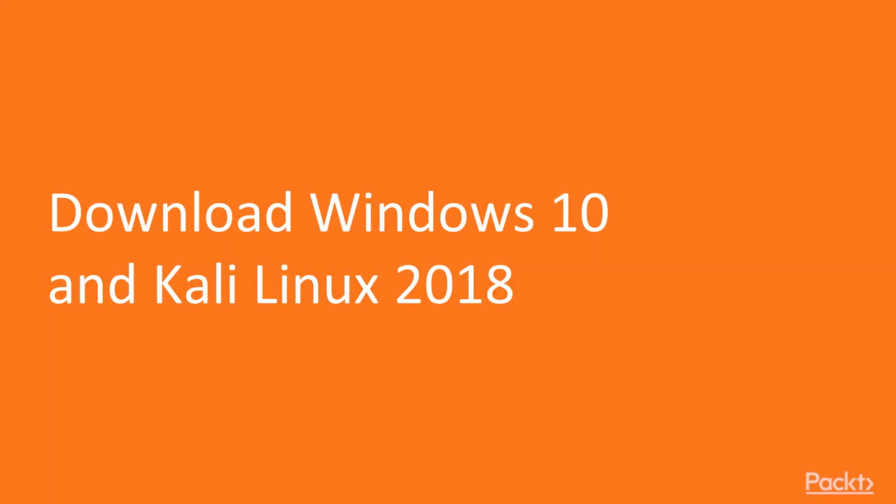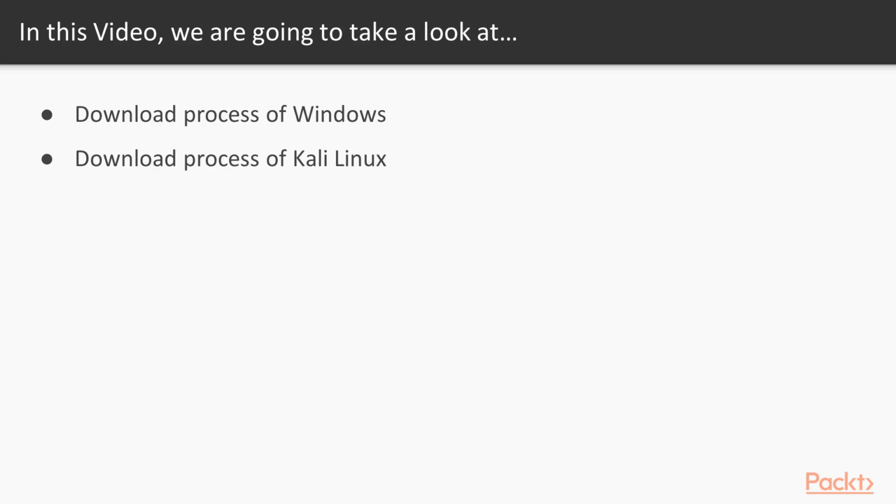Download Windows 10 and Kali Linux 2018. Now in this video we are going to take a look at a couple of points. First of all, I will show you how you can download a Windows 10 machine, and then later I will show you how you can download the Kali Linux ISO inside your operating system. So let's start with the Windows 10 ISO, that is, how we can download Windows from the Microsoft website.